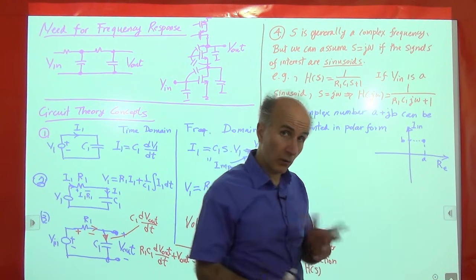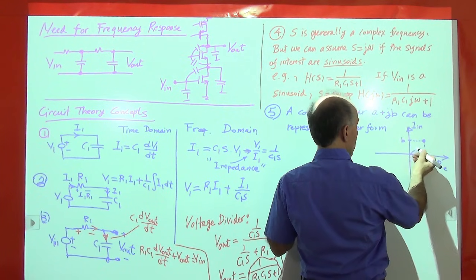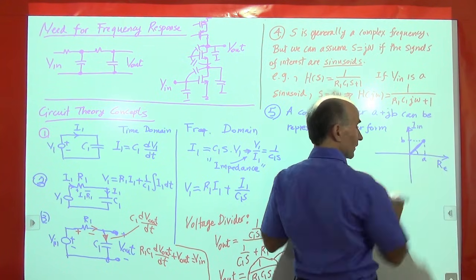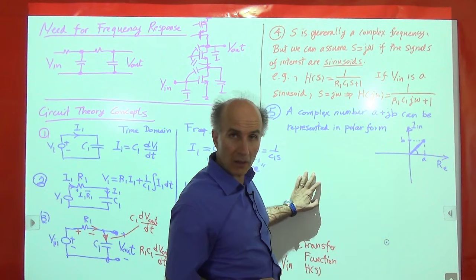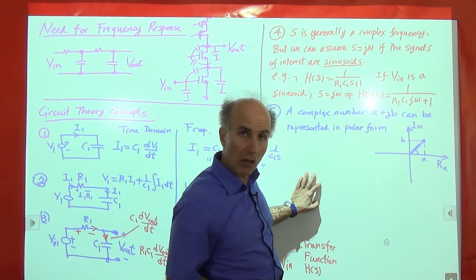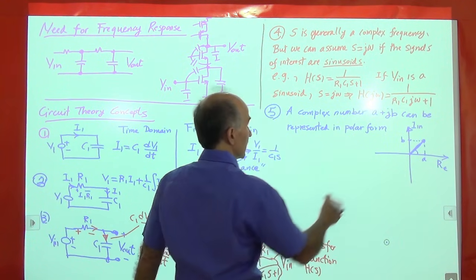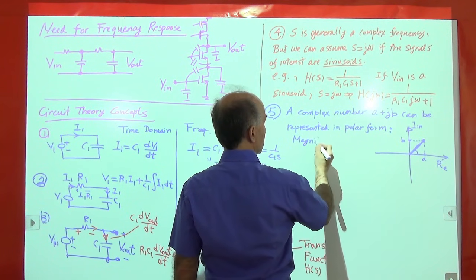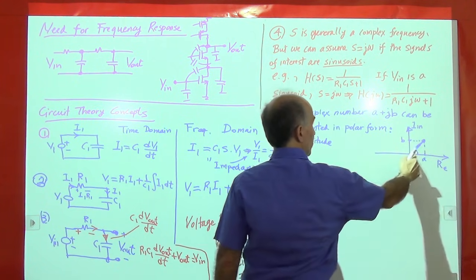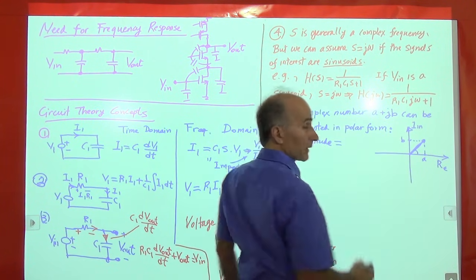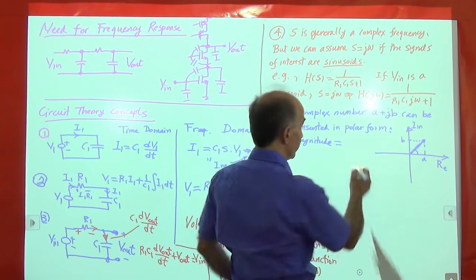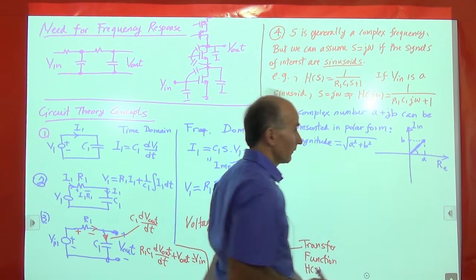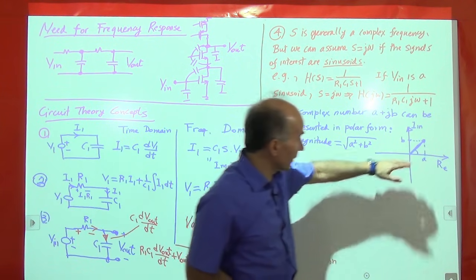I can turn it into a polar representation. Polar representation means we have a line from here to here. We are interested in the length of this line and this angle. So the length of that line is called the magnitude of the complex number. Magnitude means from here to here, this length. And how much is that? Well, that's just the square root of a squared plus b squared. That's the magnitude.